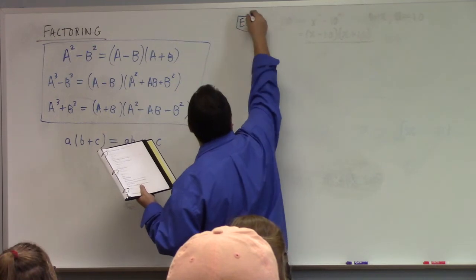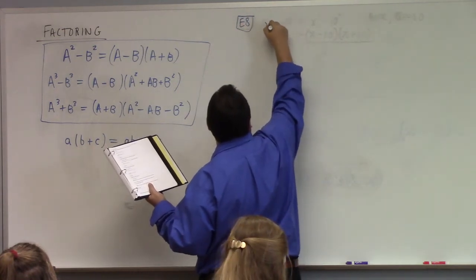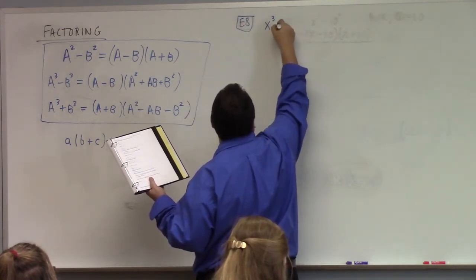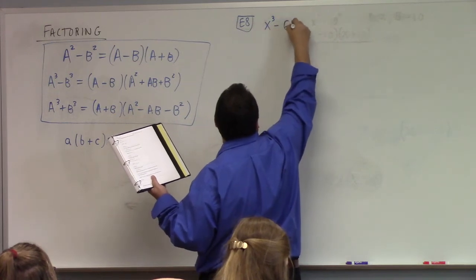Actually, before I get to my factoring by grouping, let me just give us a simple one of these. X cubed minus 64.